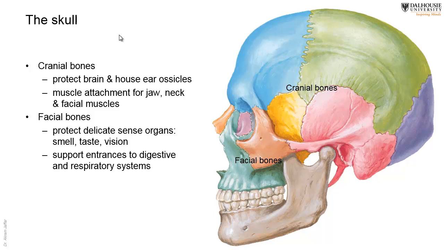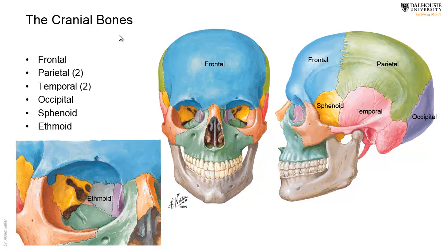The facial bones protect these delicate sense organs, like the eye for vision, the nose, and the mouth. And they also protect the entrance of the respiratory and the upper digestive tract. The cranial bones are several bones, as you can see them here.